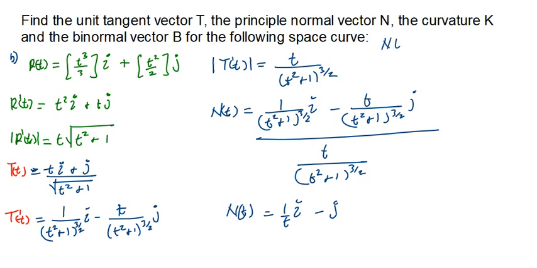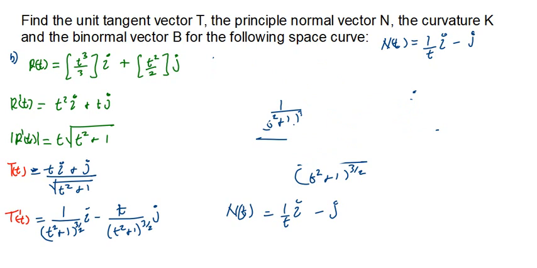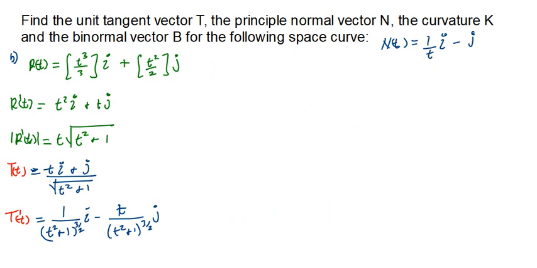So we say it is equal to 1 over t in the i minus j. Do we really need to find the magnitude? No, we don't need to. We will not need to use it at any point, so no need of finding the magnitude of that. So what about the curvature k? This is going to be equal to the magnitude of the unit tangent vector.